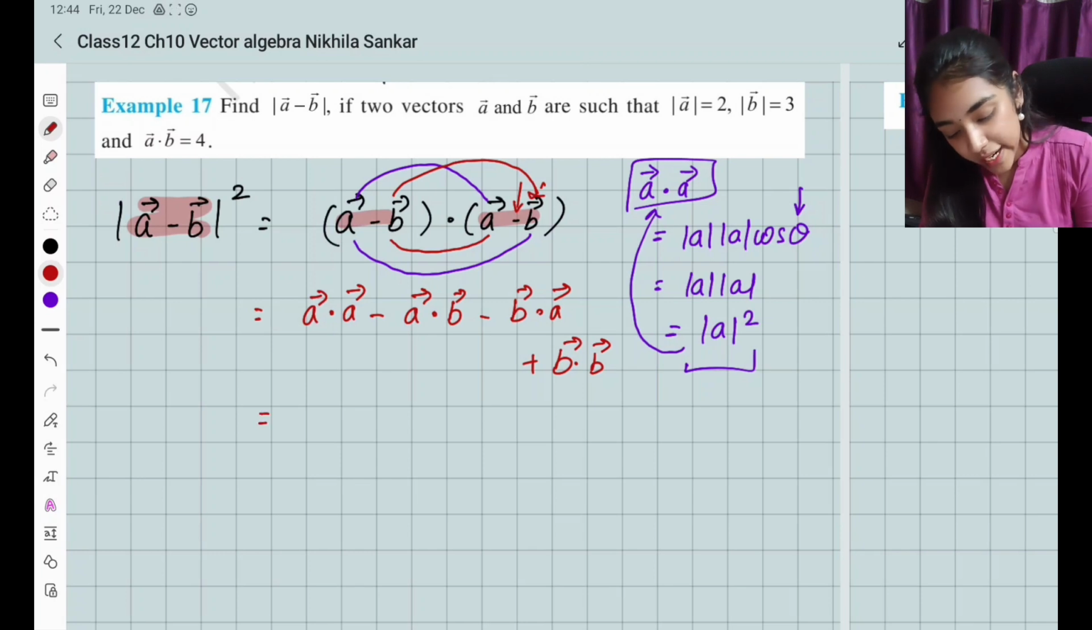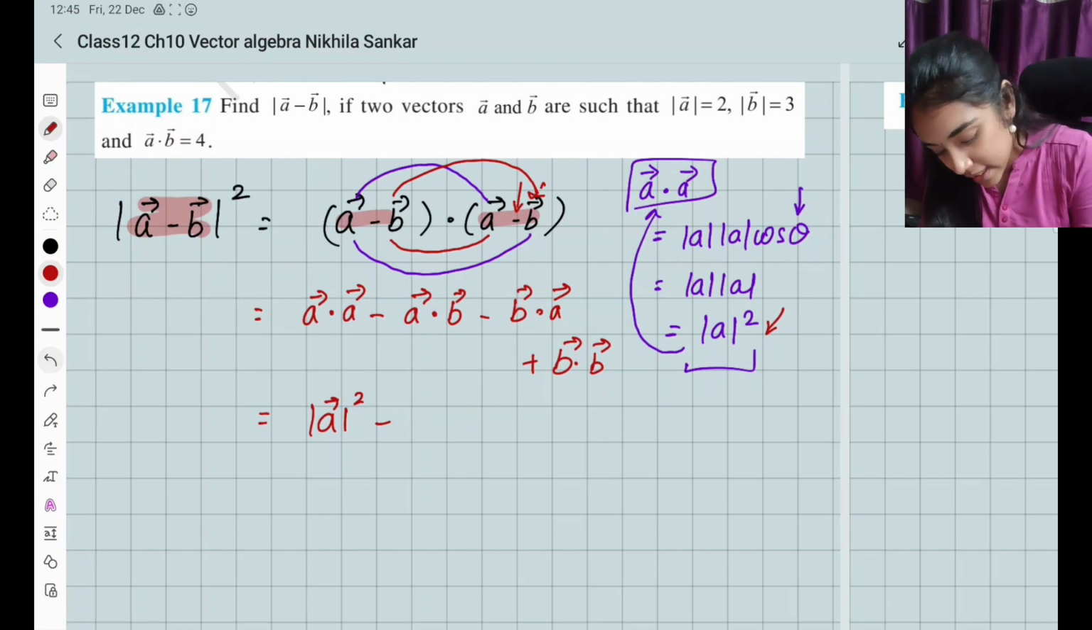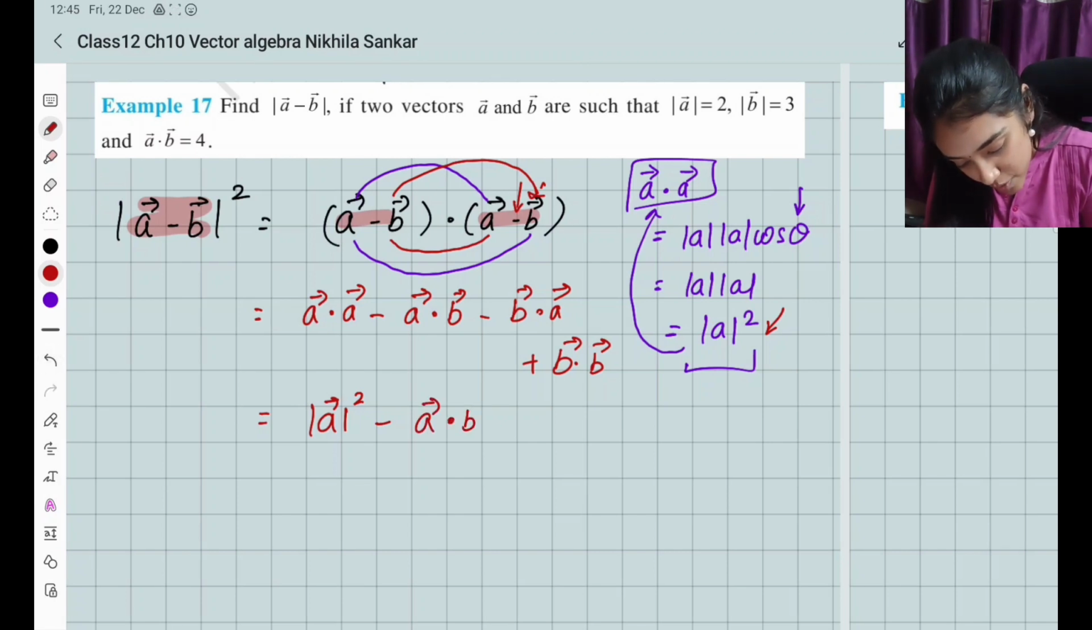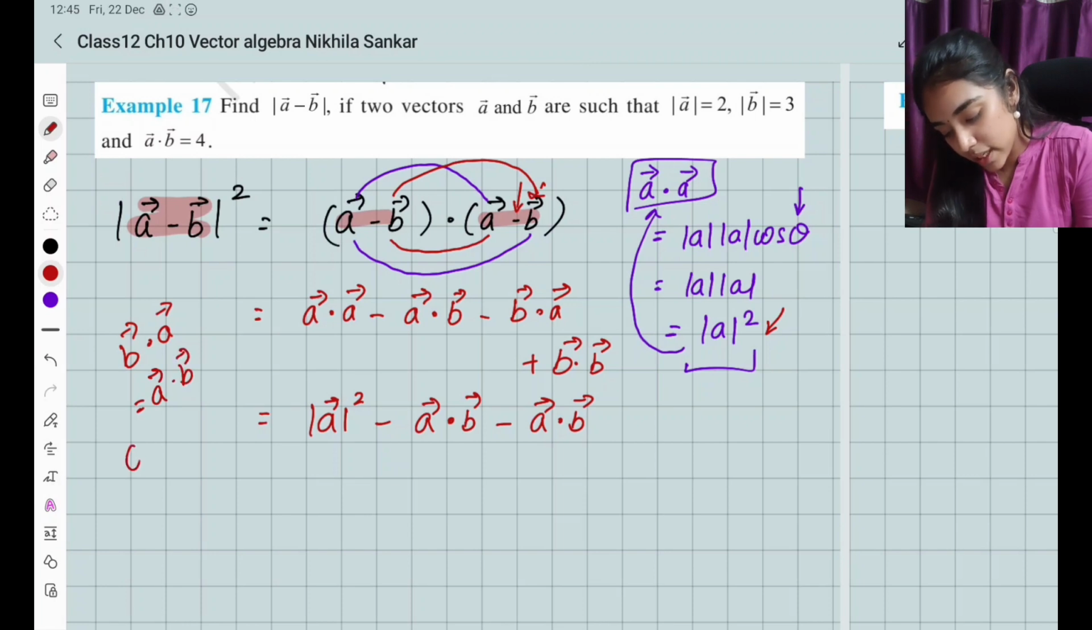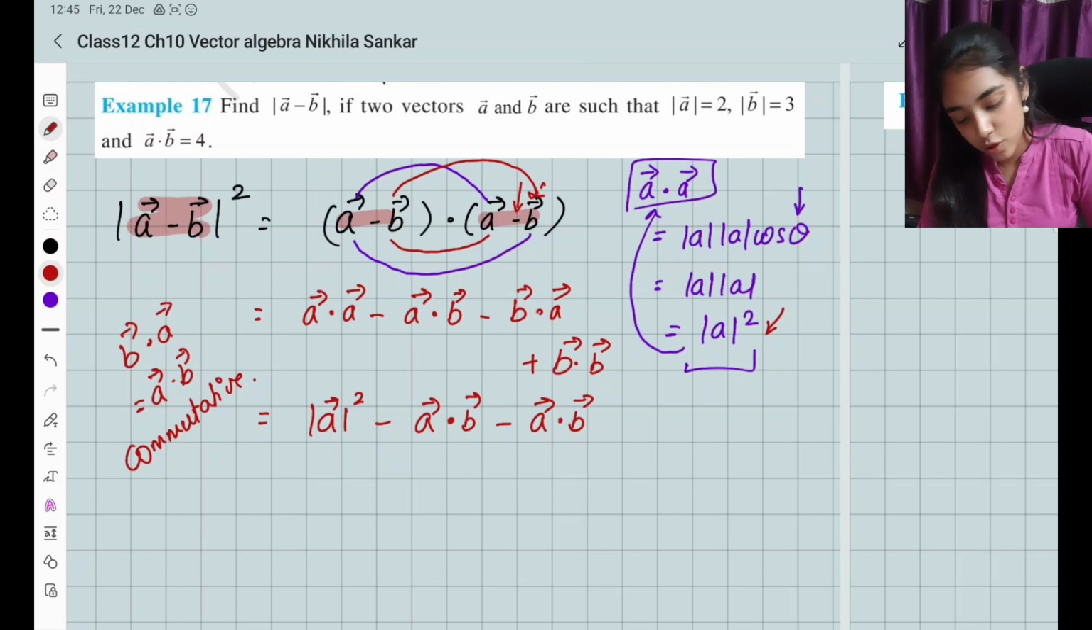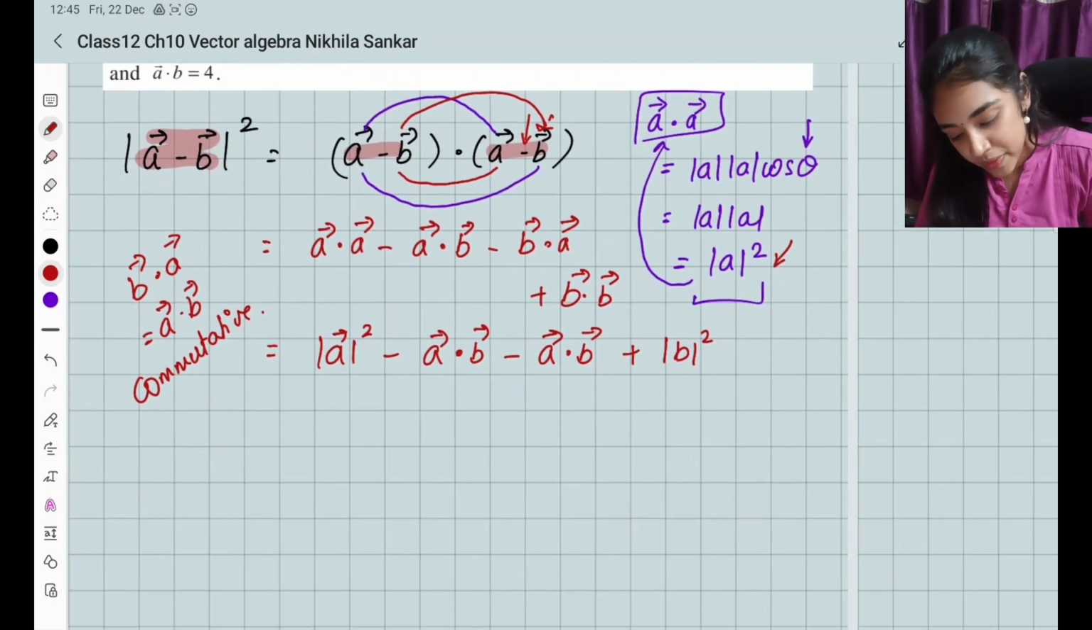Now, A dot A is going to be mod of A square. So, I have mod A square minus 2 times, I'll write one more step, A dot B minus A dot B. Because I know that B dot A equals A dot B, commutativity. Dot products are commutative. So, using commutativity, we can write it this way. Plus B dot B is going to be B square.